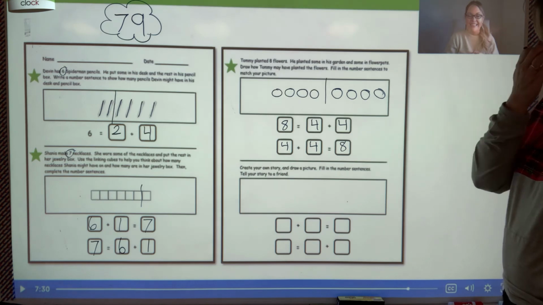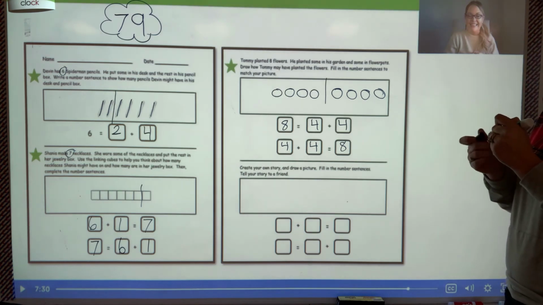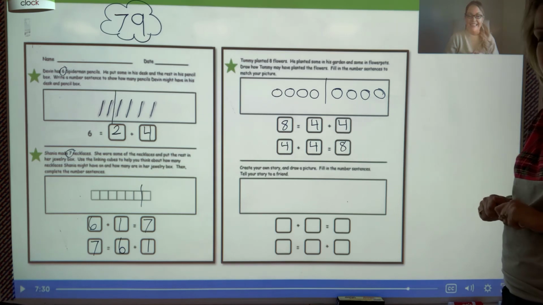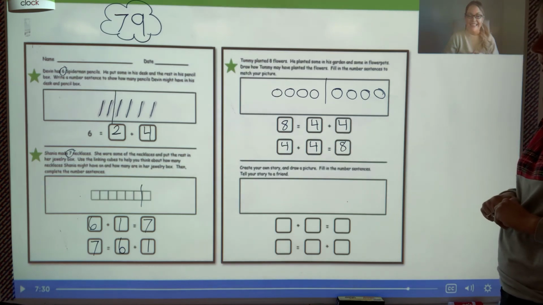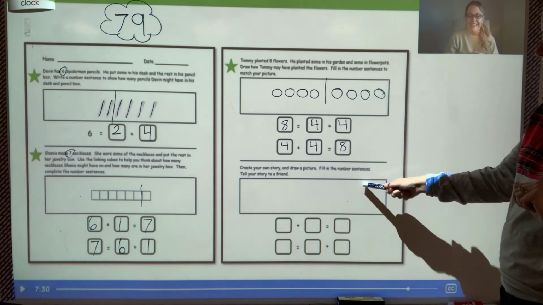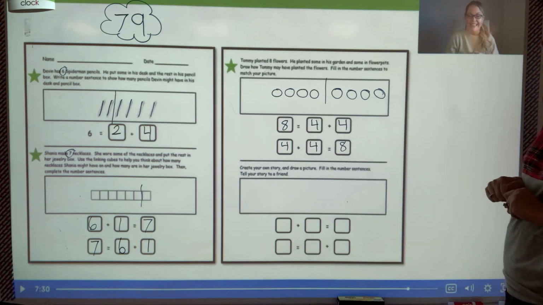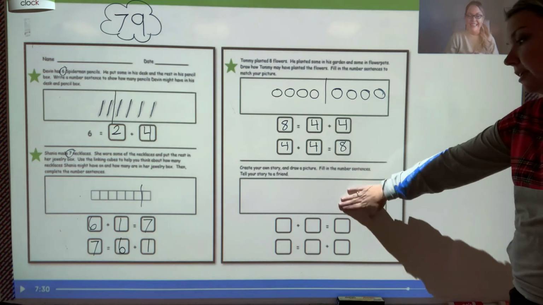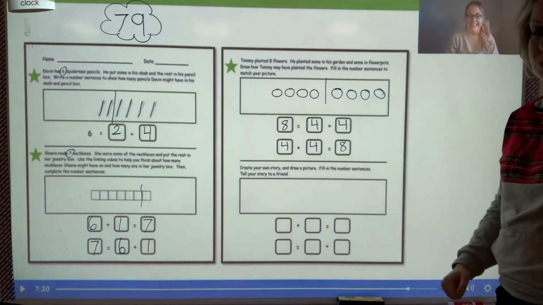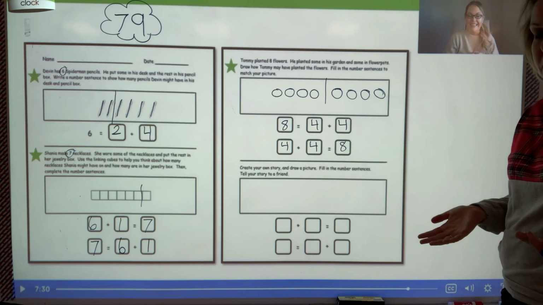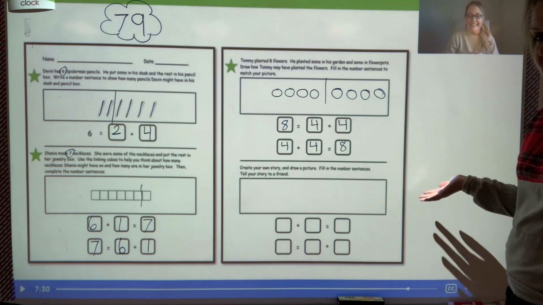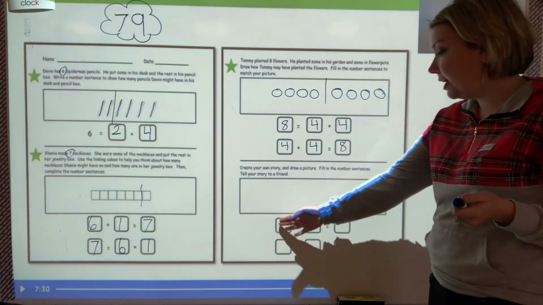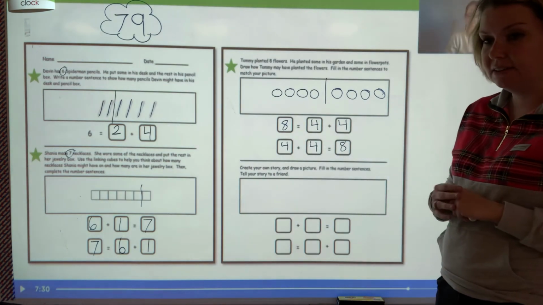Very good. Excellent. Okay, friends. You all have worked so hard during math today. You've done a great job. Down here at the bottom, you're going to create your own story and draw a picture. Fill in the number sentences to do your story. So you can pick a number between 6 and 8, draw those shapes, and write the number sentence.